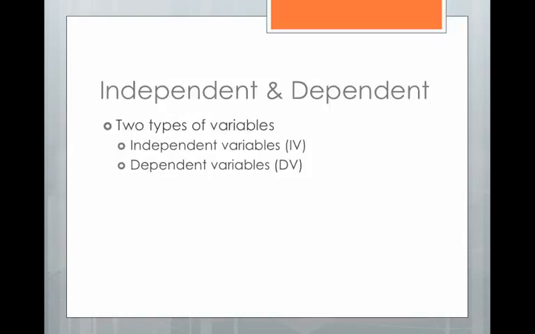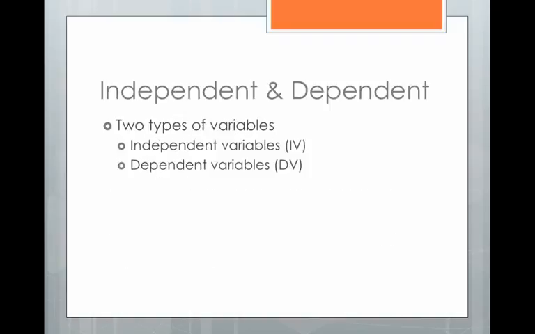All right, so I've already mentioned independent and dependent variables, but let's go into these a little more in depth. So we have two types of variables, and these are, again, things that can vary or change from unit to unit in our research. So the two types that we're going to be focusing on are independent variables and dependent variables.